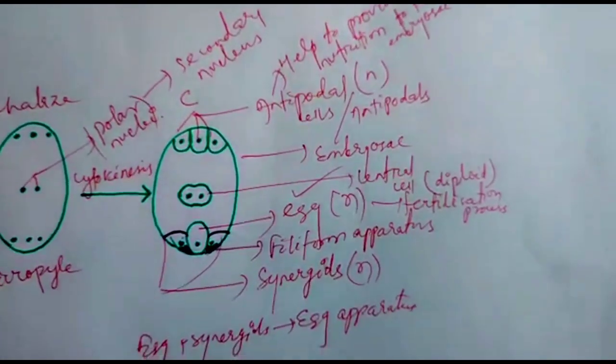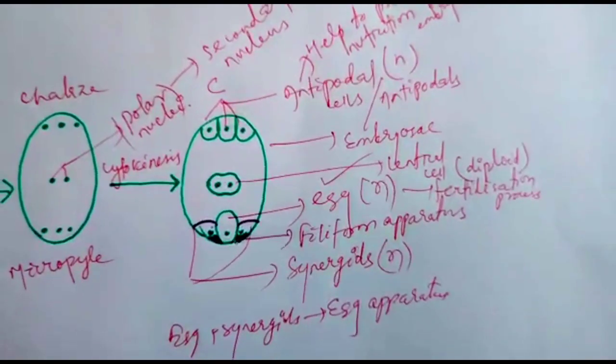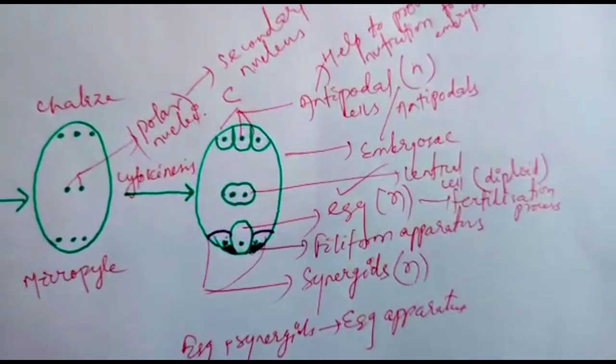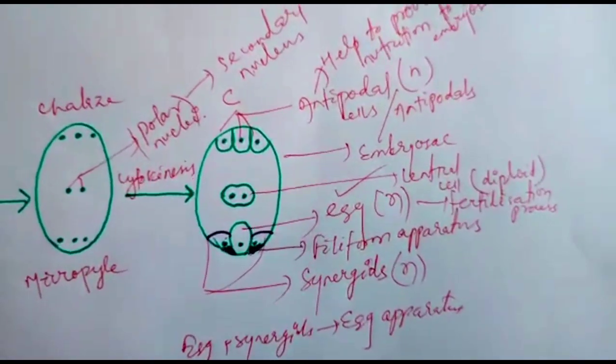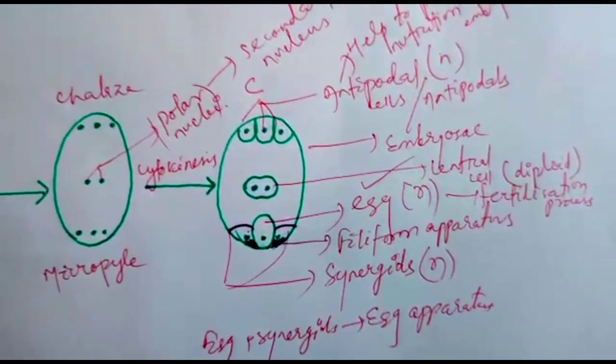Then what is the function of synergids? There are two synergids which surround the egg cell. So they help in attracting or guiding the entry of the pollen tube towards the egg.